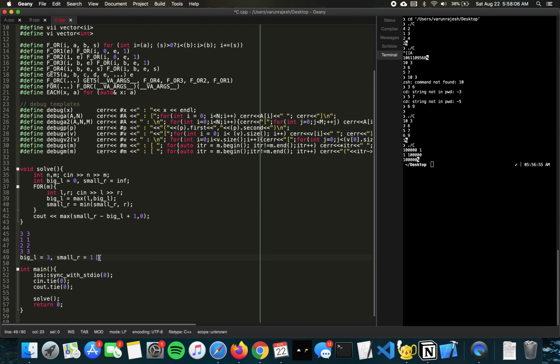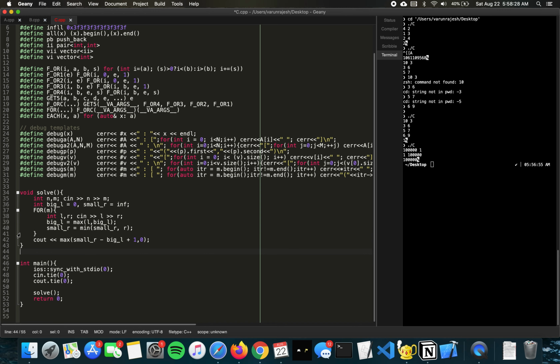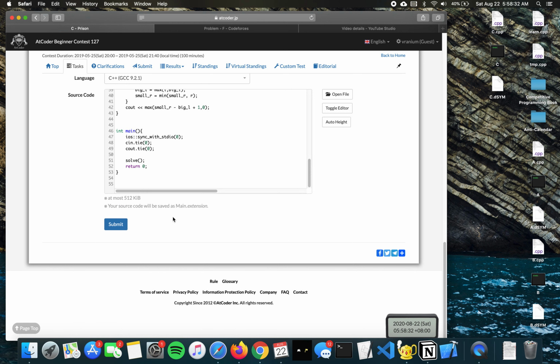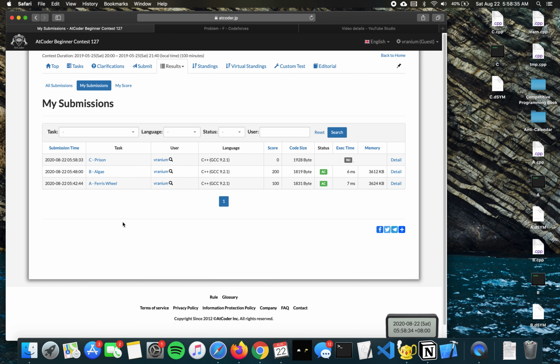And the reason we do this plus 1 is, like, let's say our big is 3 and our small is 4, right? So that means cards 3 and 4 can go through all the gates, which means there are 2 cards. So therefore it's 4 minus 3 plus 1, because that's how you count all the number of cards. And I think this should work. And voila.